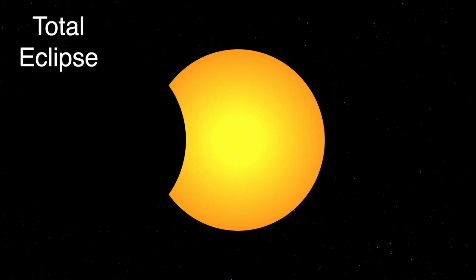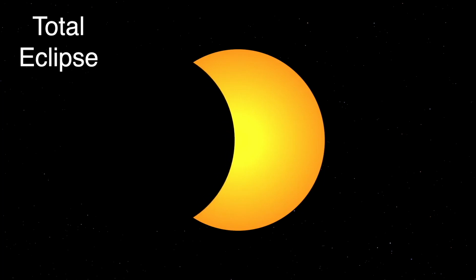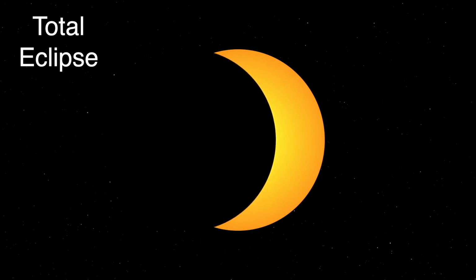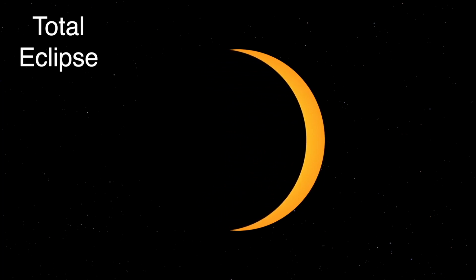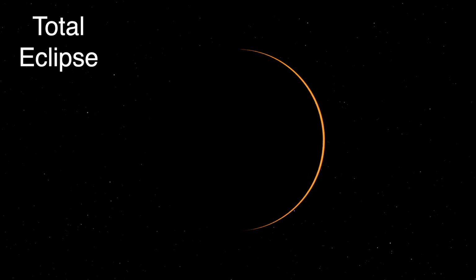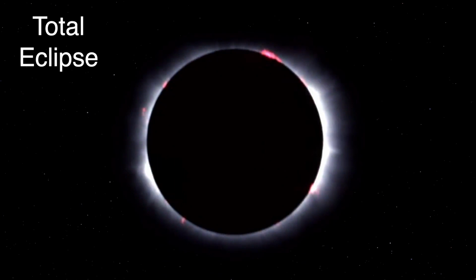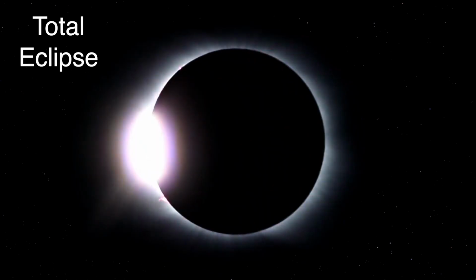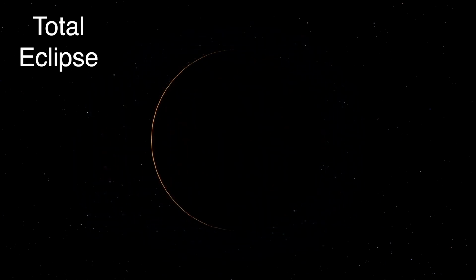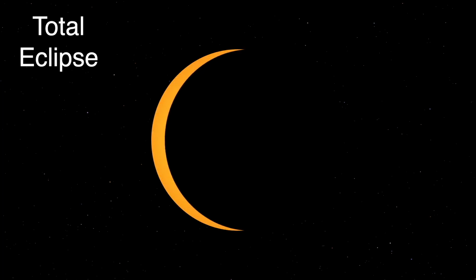The last and most spectacular type of eclipse is the total solar eclipse. Here, the moon can cover the entire disk of the sun, and we see all the special effects the sun has to offer. The diamond ring, Bailey's beads, the corona, and an eerie darkness in the middle of the day.